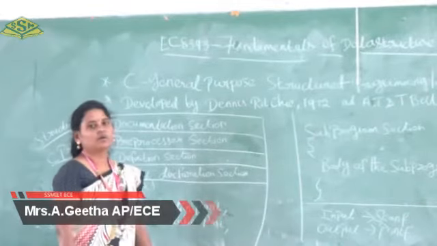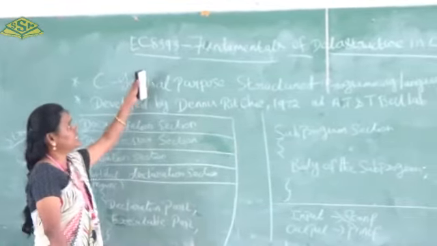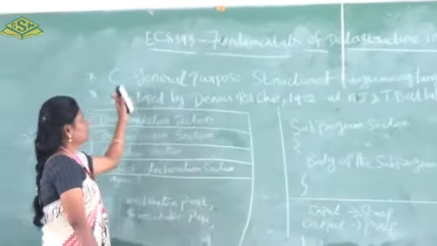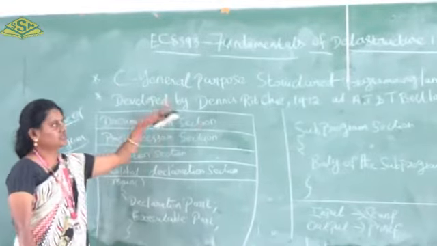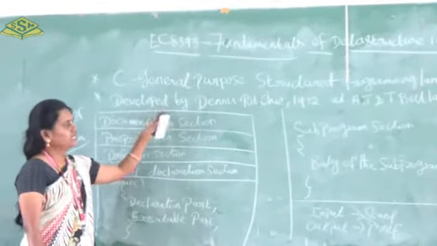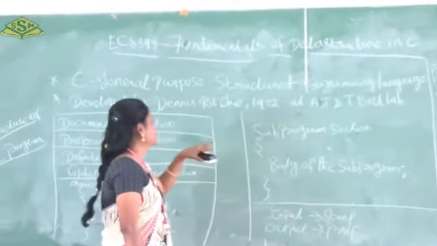Now we are going to see about the introduction of C programming from the subject EC 1893, Fundamentals of Data Structures in C. C is a general purpose structured programming language and it was developed by Dennis Ritchie in the year of 1972 at AT&T Bell Laboratories.